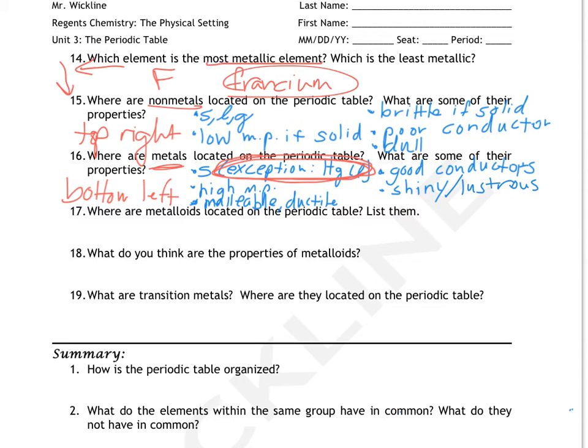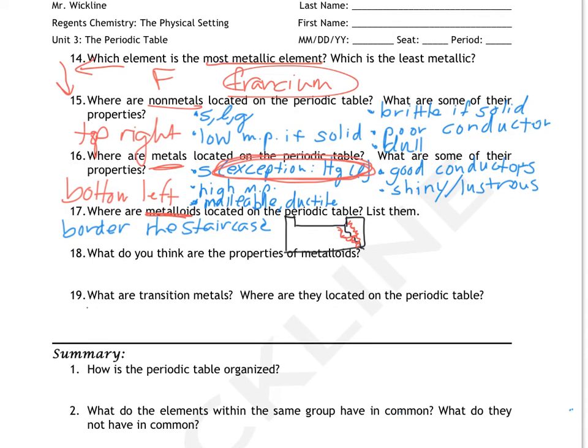All right, 17, where are metalloids located on the periodic table? So metalloids border the staircase. So the staircase I'm referring to is here in this sketch. So it's just right here. And a metalloid is an element that has some properties of metals and some properties of nonmetals, but you'll find them right here to the right of the staircase and right here to the left of the staircase. So they just need to border the staircase. A corner border doesn't count.